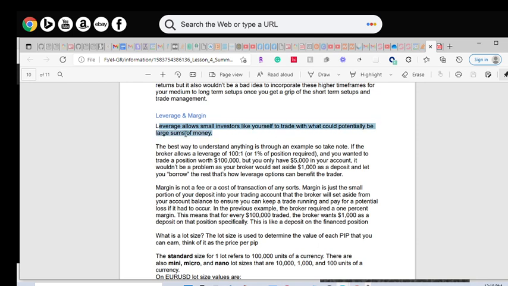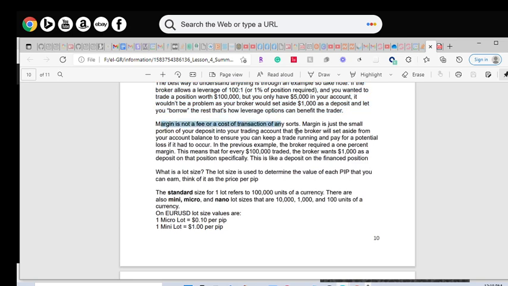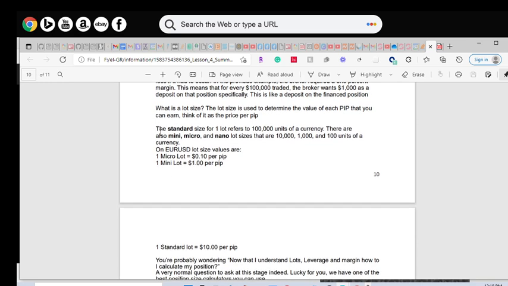Margin trading has the potential to control a large sum of money. If you want to trade 1,000 or 5,000, it won't be a problem. Your broker would set aside a 1,000 deposit and can benefit the traders, setting aside funds to cover potential losses. 1% of 1,000 traded is held by the broker. This is a deposit on the financed position. The standard size is a lot of 10,000. There are also micro lots.